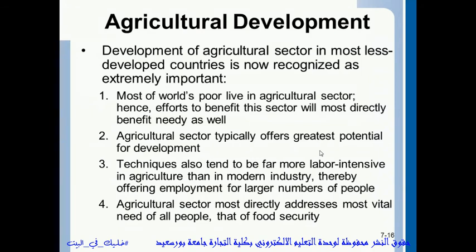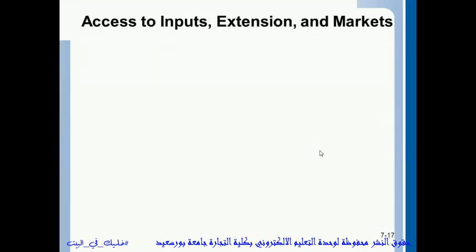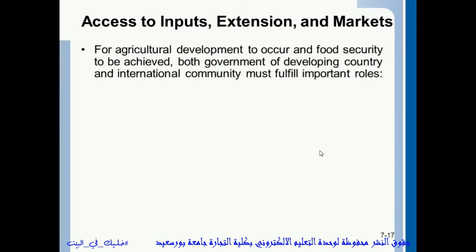The agriculture sector most directly addresses the most vital need of all people, that of food security, access to inputs and markets. For agriculture development to occur and food security to be achieved, both the government of the developing country and the international community must fulfill important roles.